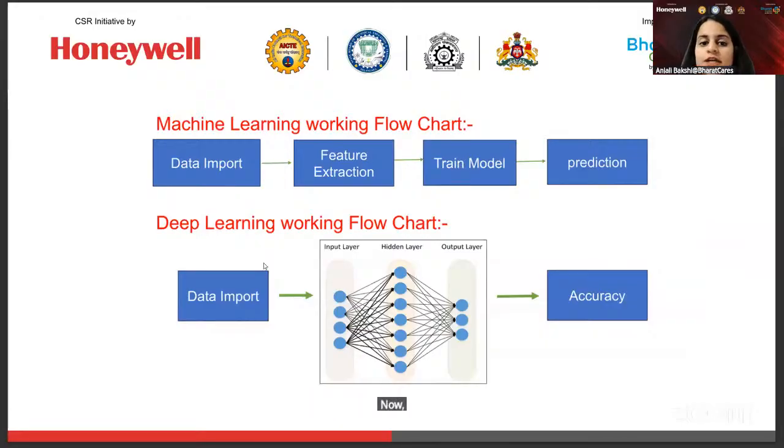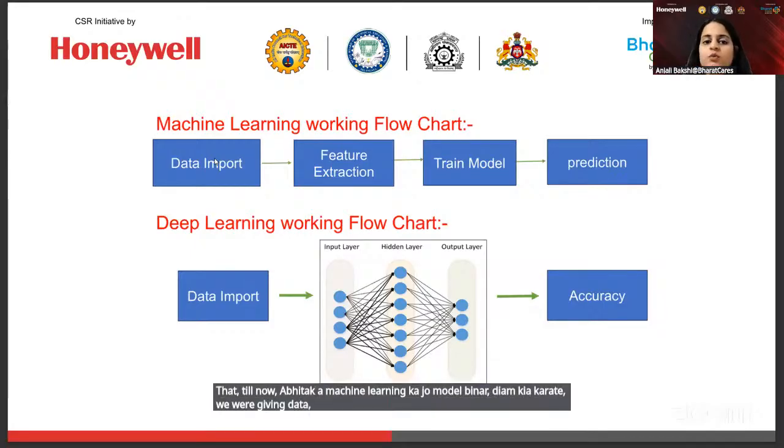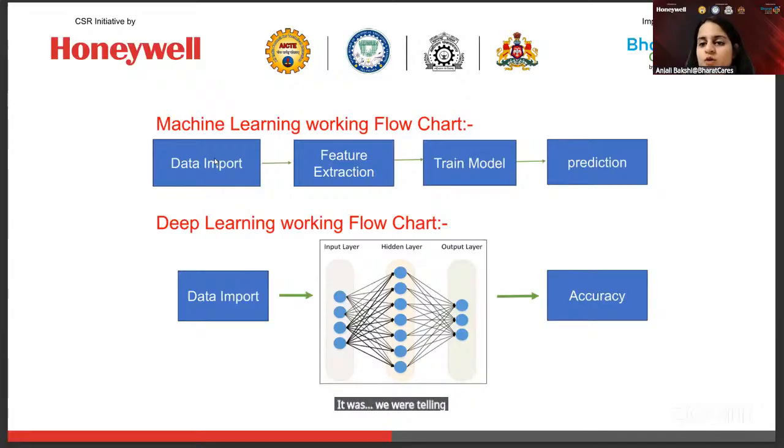Now how machine learning and deep learning works, we saw that till now the machine learning model we were building, what were we doing? We were giving data. We were telling which features to take into consideration. Like for example, if we were checking to sit in the exam or not, we were checking the attendance, we were checking the project, we were checking the assessment marks before the final examinations, and then we would be considering if the student will sit in the exam or not. So feature we were telling to the machine, and then we were training and getting the prediction, right?